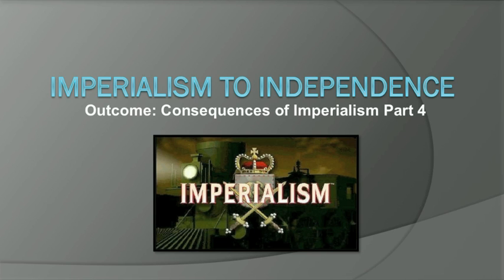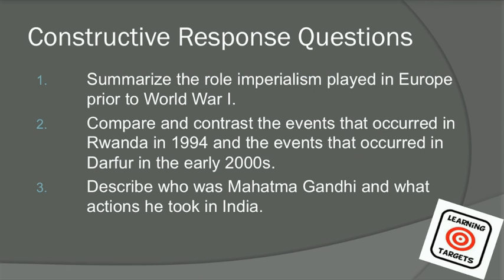In part 1, we looked at the unrest in the Balkans, which led to World War I. In parts 2 and 3, we looked at Darfur and Rwanda. And here in part 4, we're going to look at Gandhi and the independence movement in India.